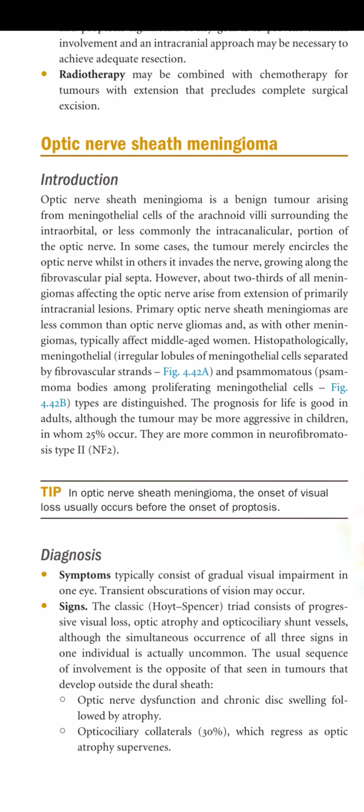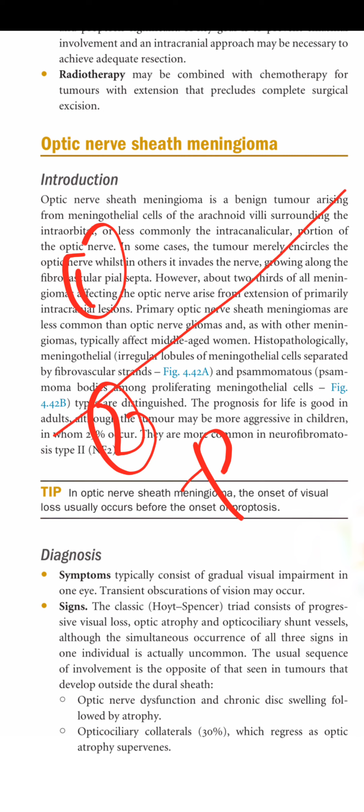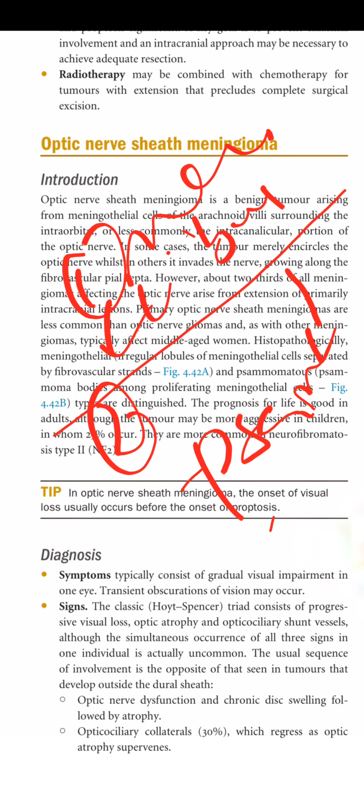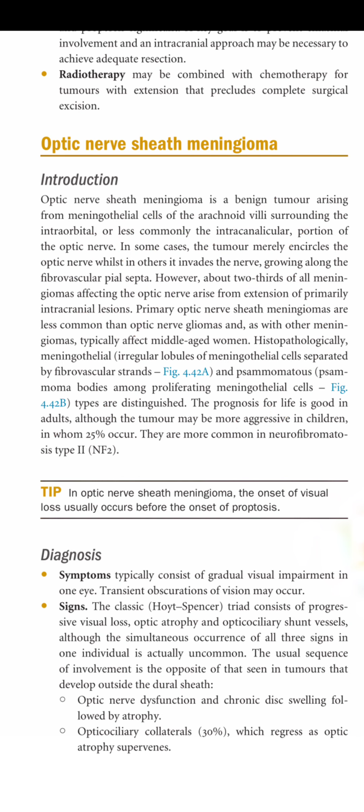So in this part, basically the author wants to describe there are two types of sheath meningioma, on the basis of histopathology: one is meningothelial, another is the psammomatous. The psammomatous has bodies, and the meningothelial has lobules of meningothelial cells separated by a fibrovascular strand. The prognosis for life is good in adults, although the tumor may be more aggressive in children, in whom 25% occur. They are more common in neurofibromatosis type 2 and NF2.